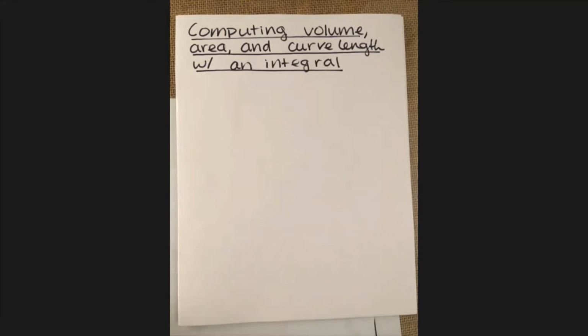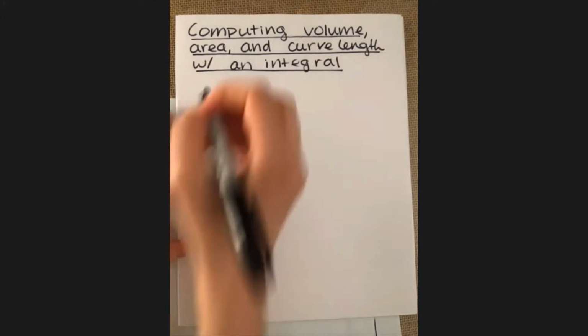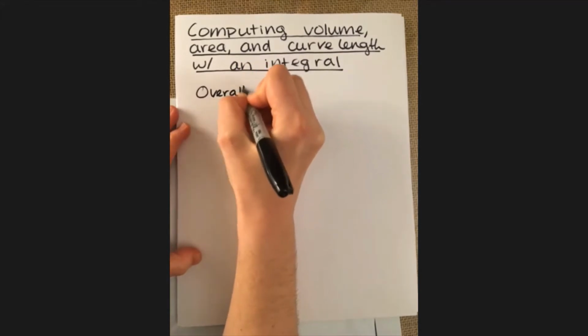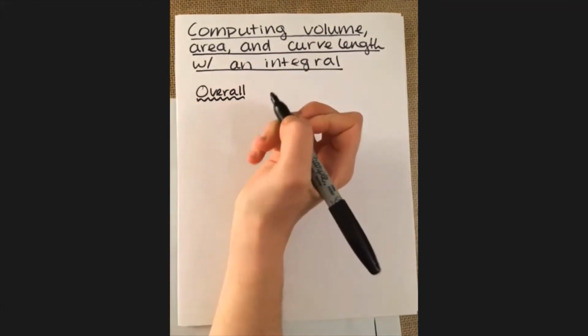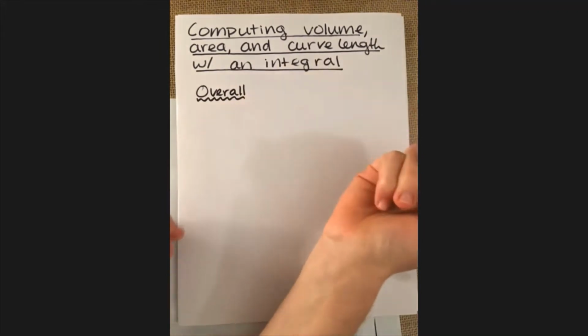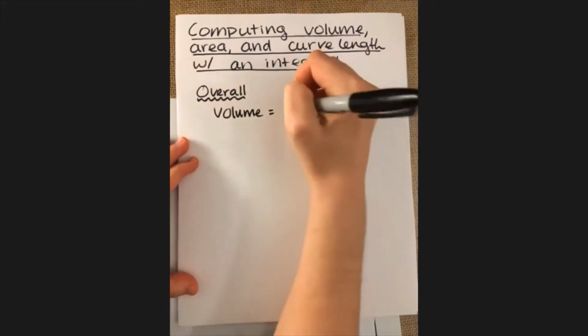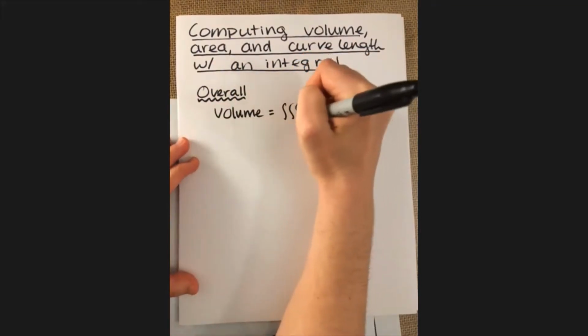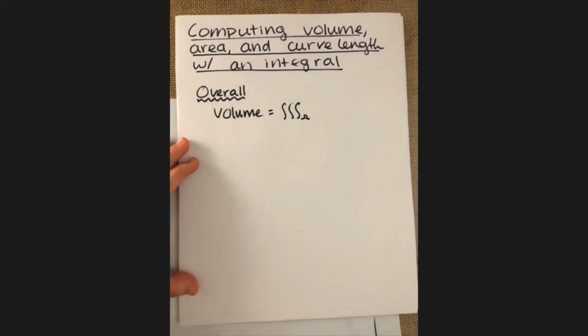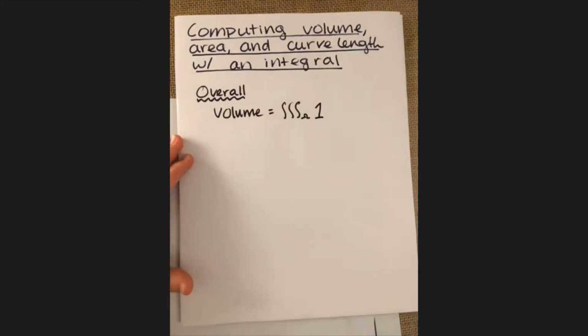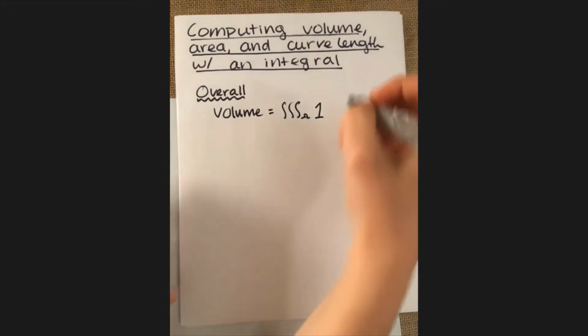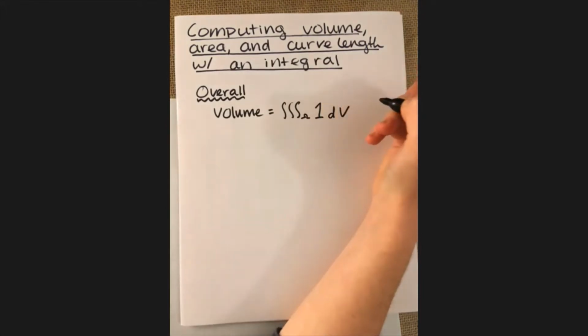So let's go ahead and start by looking at an overview of the general idea behind finding these values, and then we'll work an example for each one. Overall, the idea behind all three of them is really quite similar. For the case of volume, we're looking at a triple integral. To get volume, you take a triple integral over the three-dimensional region that you are looking at. We can call it omega or something like that. And the function that you're going to integrate in that case is just going to be a 1. You're not plugging in anything else. It's just a 1. And then you, of course, have your dV there, where the V is volume.